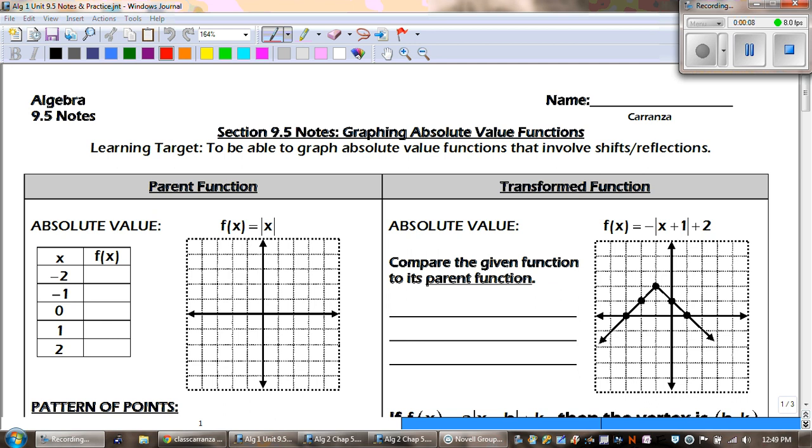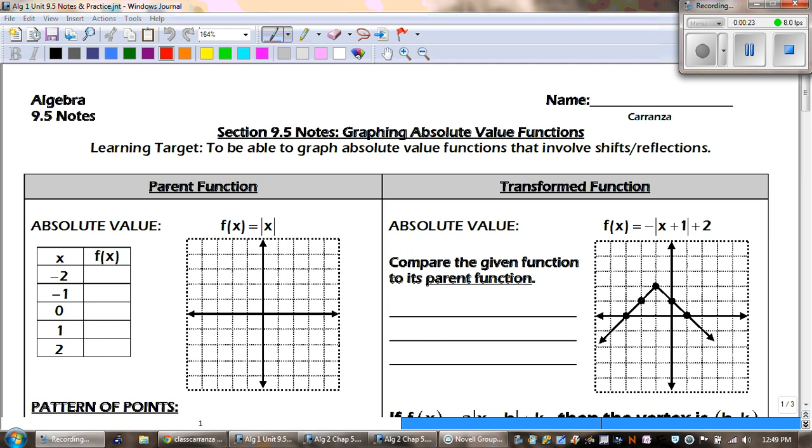Today we're talking about graphing absolute value functions. Our learning target today is to be able to graph absolute value functions that involve shifts and reflections. So, before we get started, let's have a little reminder.